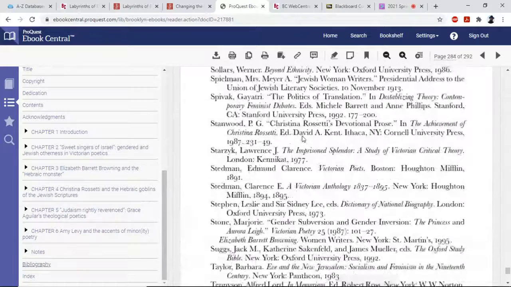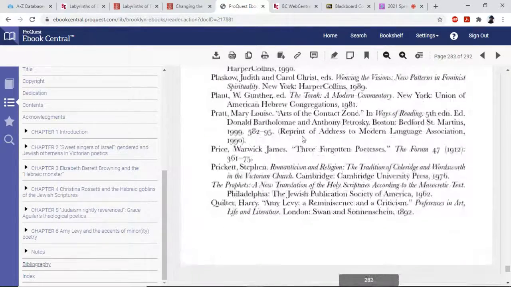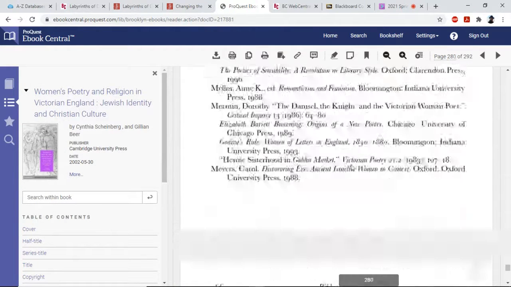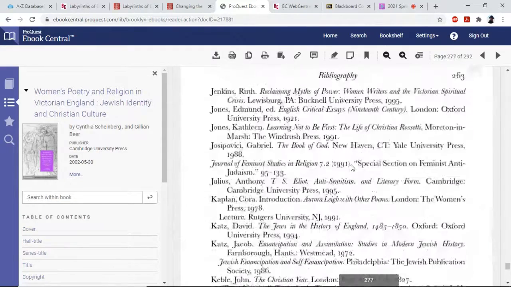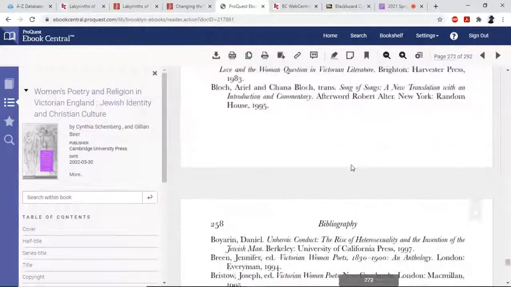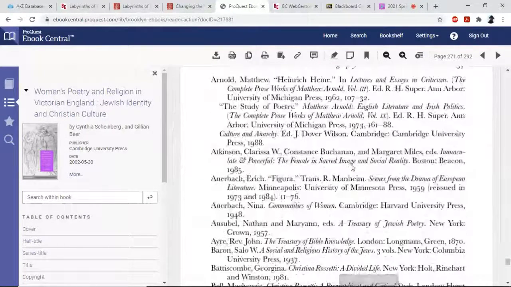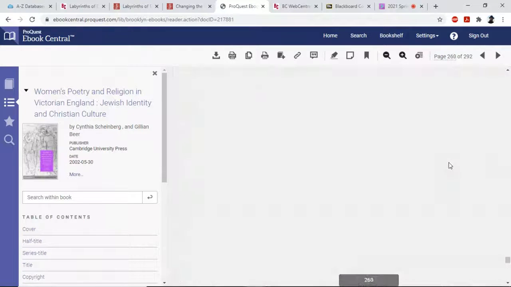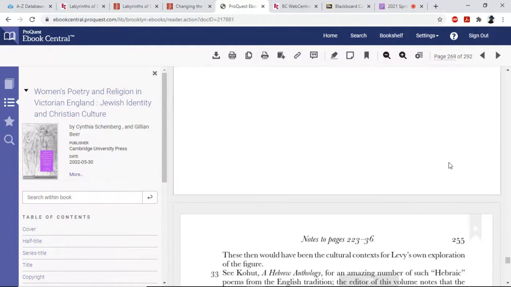especially if it's a book that you found particularly helpful. So let's say that this book that we're looking at, Women's Poetry and Religion in Victorian England, Jewish Identity and Christian Culture, if this ended up being a really helpful book to you and providing you a lot of helpful commentary to reference and engage with in your own paper, then you most certainly want to look at the bibliography that this person used and explore it and see if it takes you in any other directions.